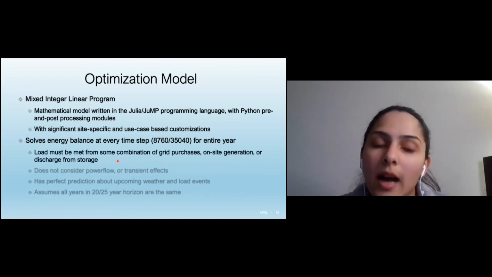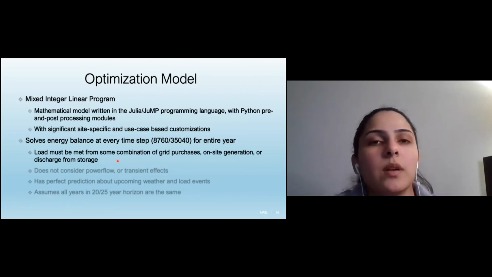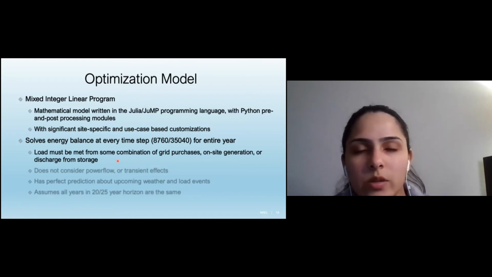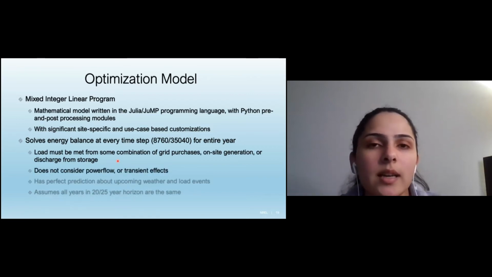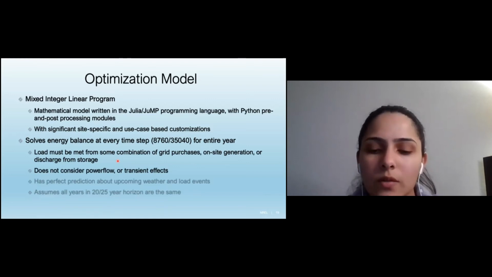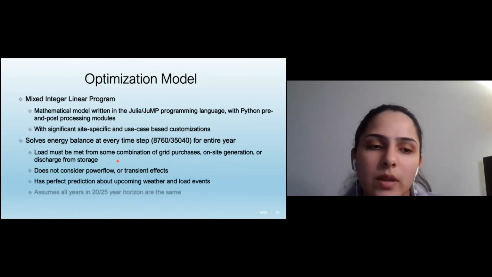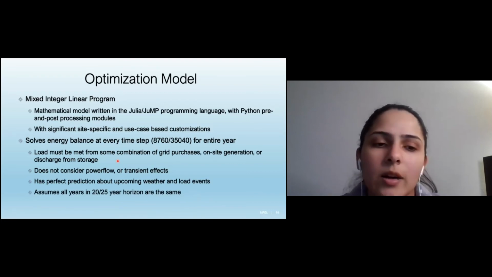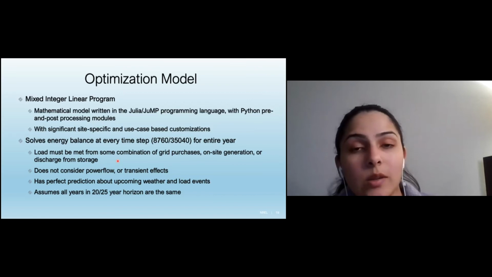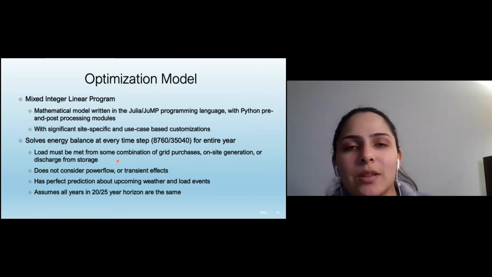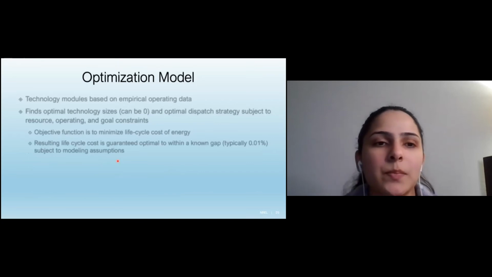How it solves is that load must be met from a combination of grid purchases, on-site generation from DERs, or discharge from the storage. It's a behind-the-meter energy optimization model, so it does not consider the power flow. It has perfect prediction about upcoming weather and load events, and it assumes a 20 to 25 year total project life cycle to do the financial and economic calculations of whether it makes sense to install it over the whole life cycle of the project.